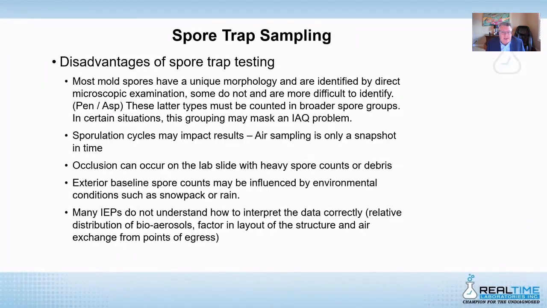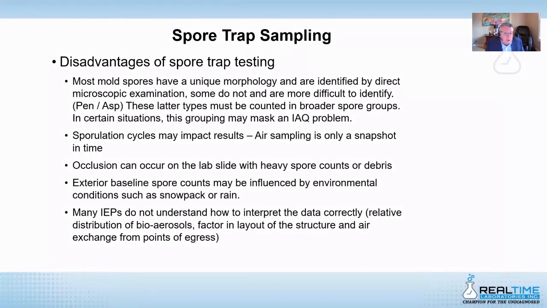So the other thing is that molds have sporulation cycles, just like flowers have blooming cycles. And so if you're doing your sampling that day, your sampling, of course, is a snapshot in time. You could be off cycle on a sporulation, and therefore it's underrepresented on what you have. And so that's something you have to consider.